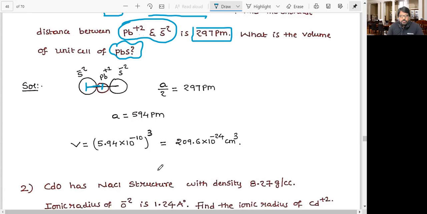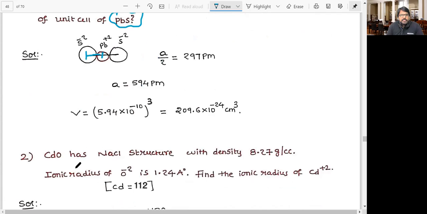Already I told you we are not focusing on the simplification part, but on how to link the data. That is our discussion. And the next one, cadmium oxide has NaCl structure.